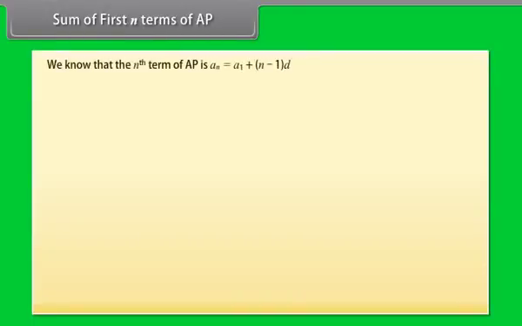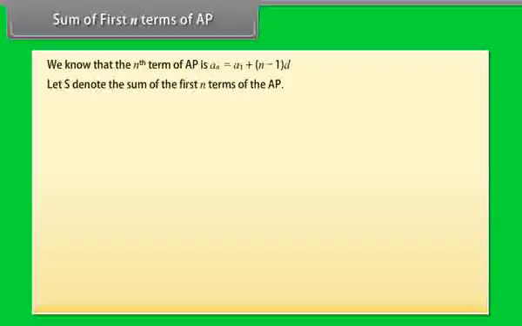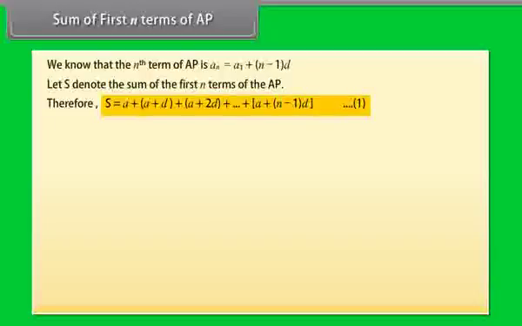Sum of first n terms of an AP. We know that the nth term of an AP is an is equal to a1 plus n minus 1 d. Let S denote the sum of the first n terms of the AP. Therefore, we have S is equal to a plus a plus d plus a plus 2d plus so on plus a plus n minus 1 d. Mark it as equation 1.